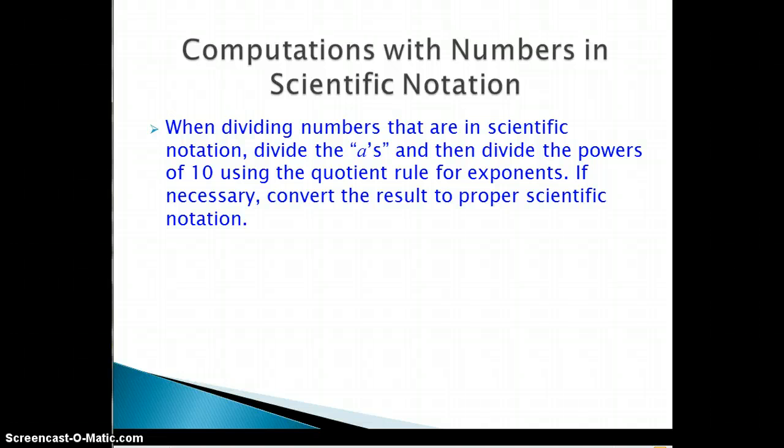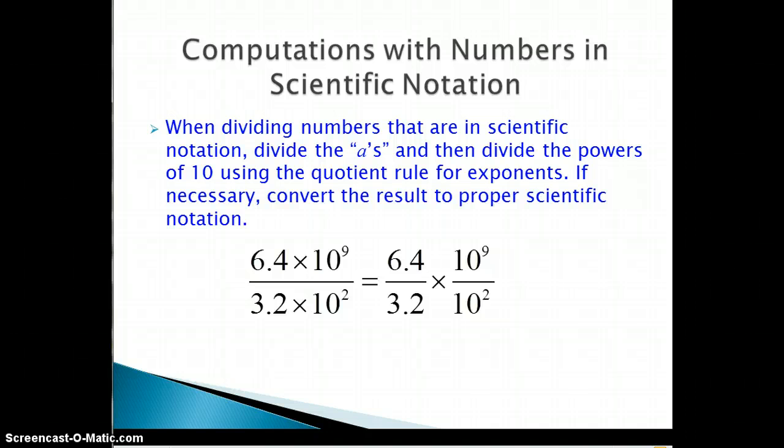Now let's look at division with scientific notation. So here we have 6.4 times 10 to the 9 divided by 3.2 times 10 to the 2. So both those numbers are in scientific notation. So we approach this very similar to the multiplication. We divide the a's separately, and then we divide the powers of 10 separately. So if we divide 6.4 by 3.2, we get 2.